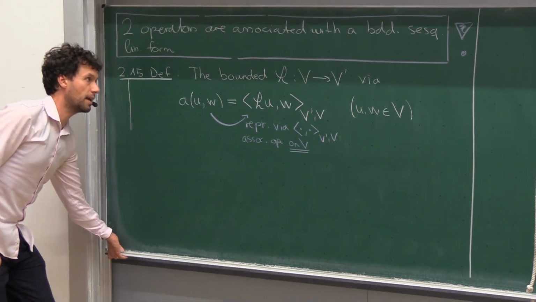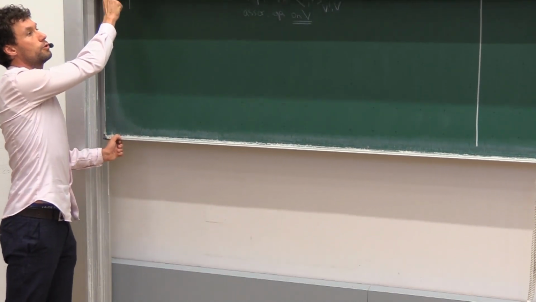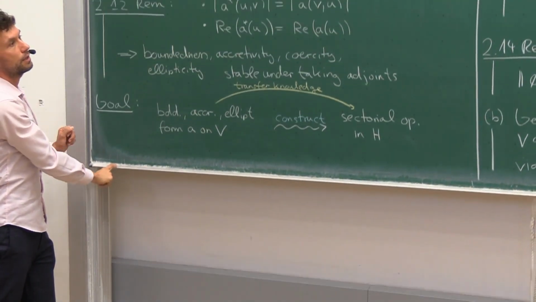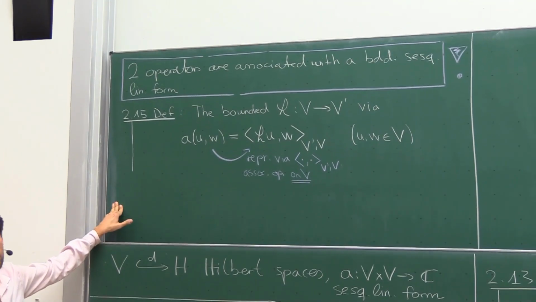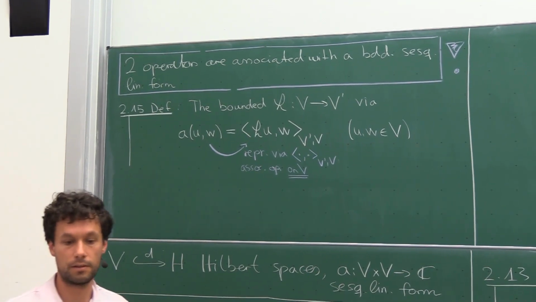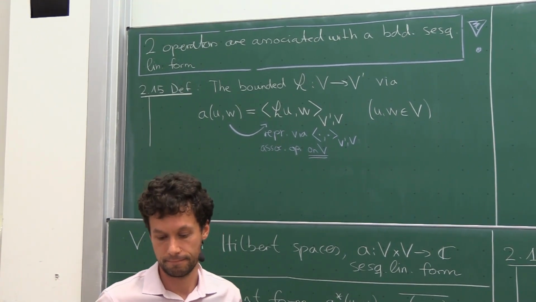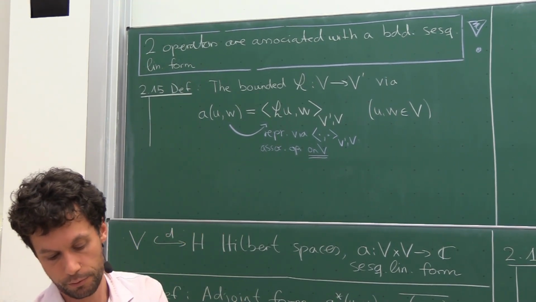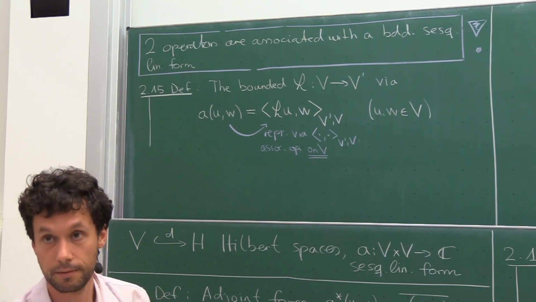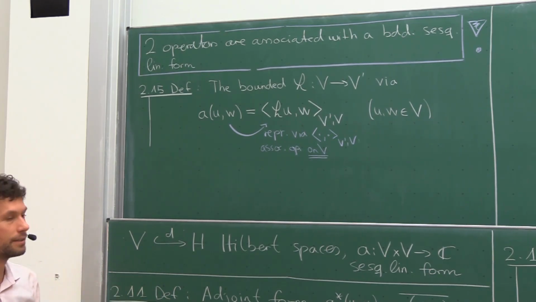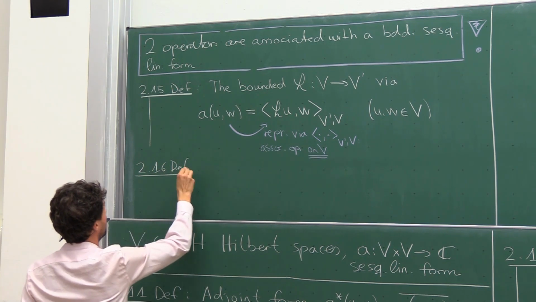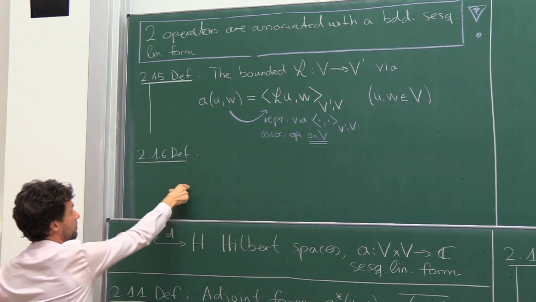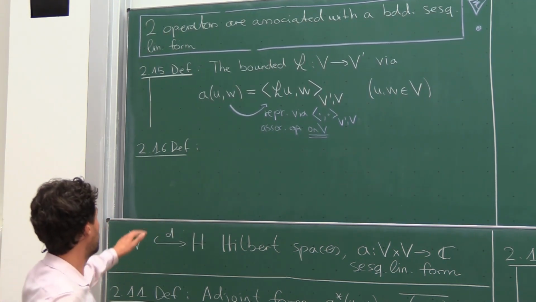Okay. What other bracket could I try to use in constructing an analogous thing? What comes to your mind? And what would you do? How many other brackets are on the board? Well, there is the H bracket, right? So I could try to represent also the sesquilinear form using the H bracket, inner product on H. And this is precisely what I'm doing next.